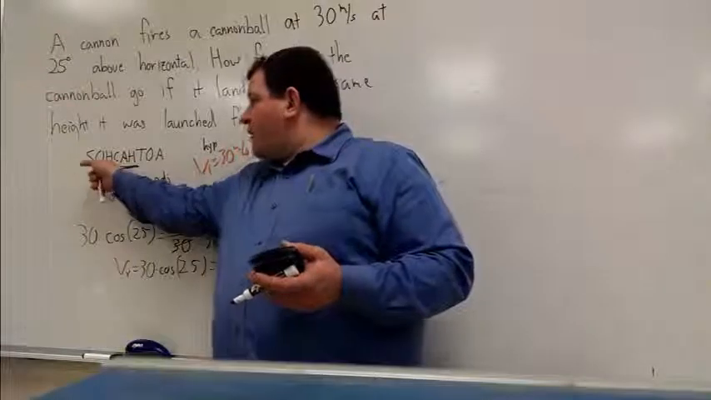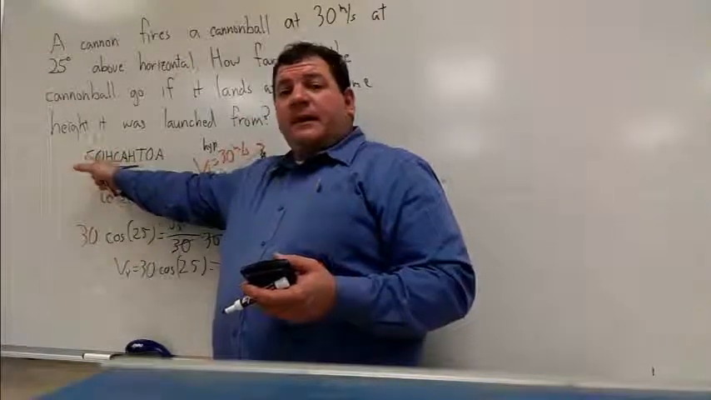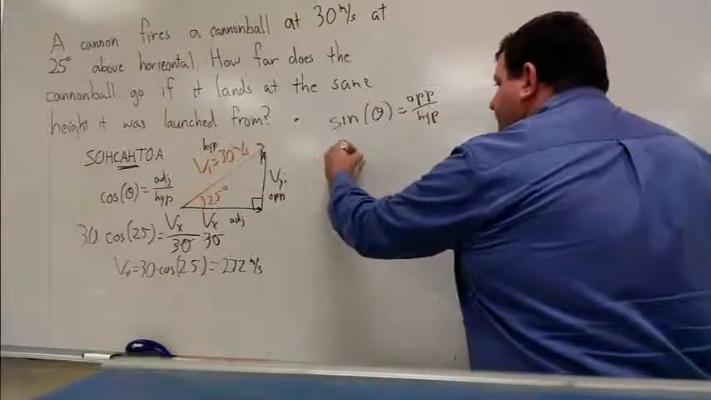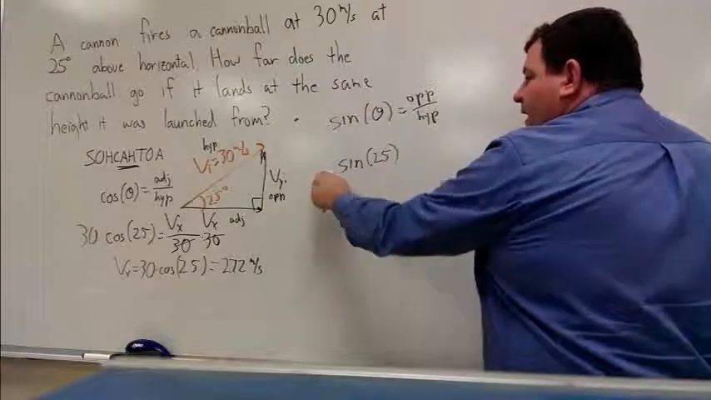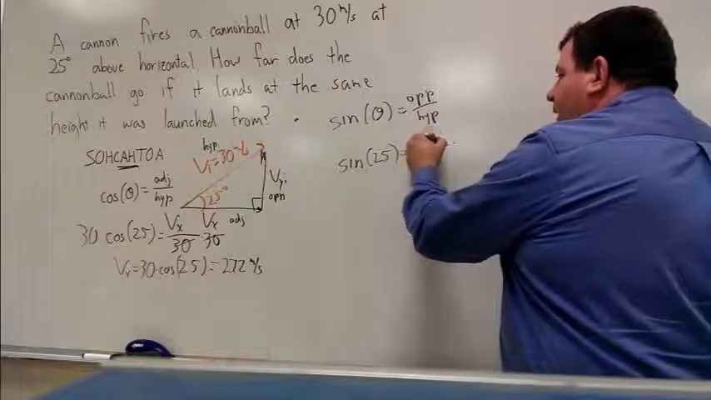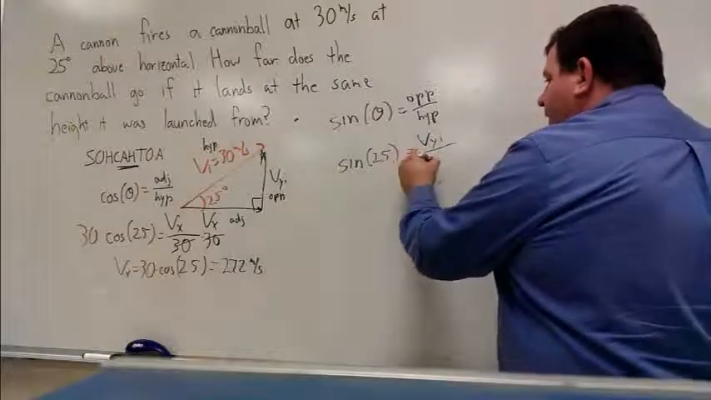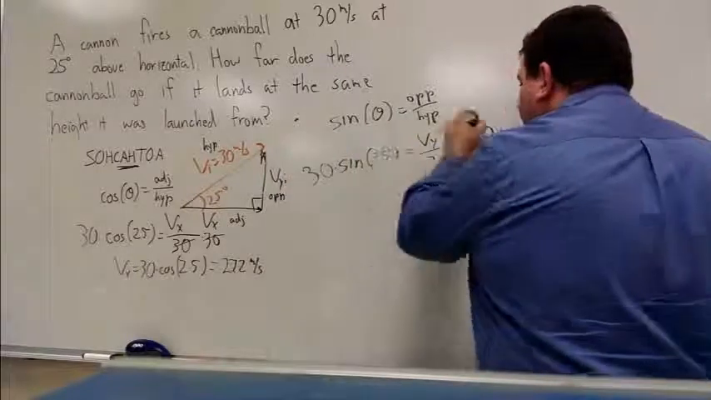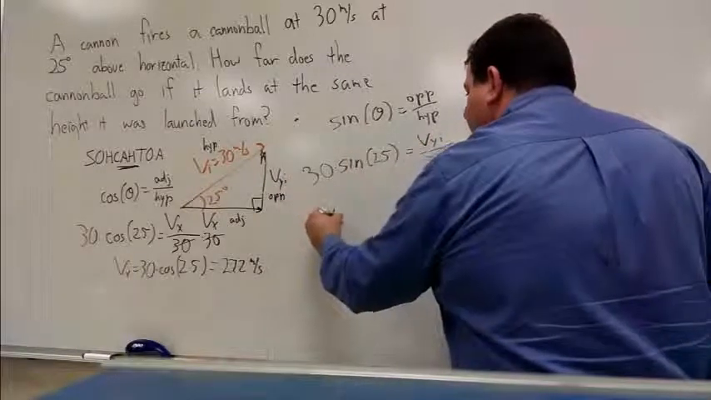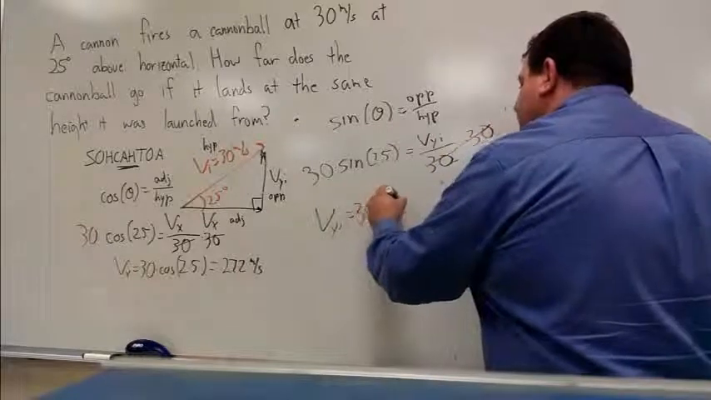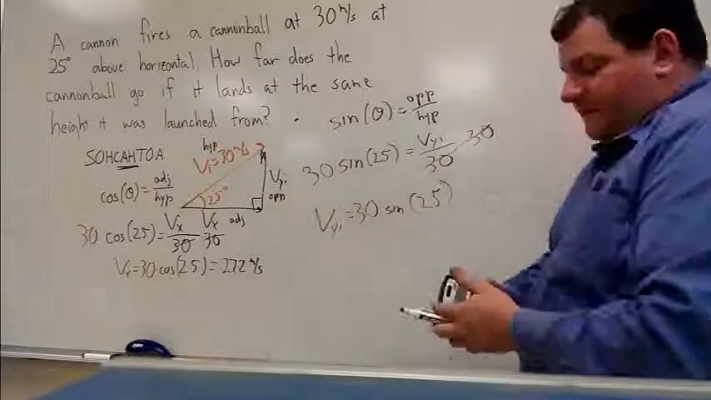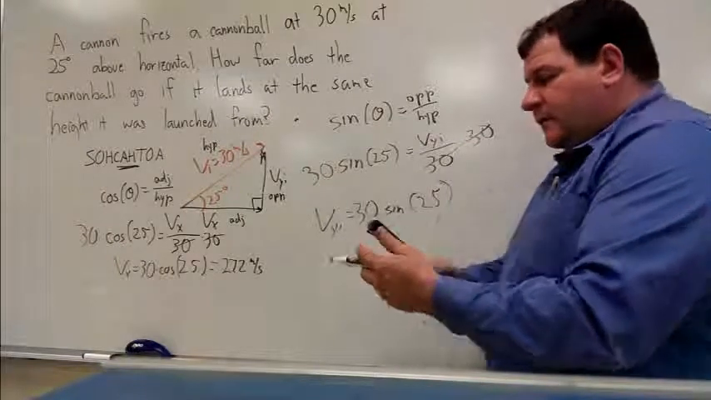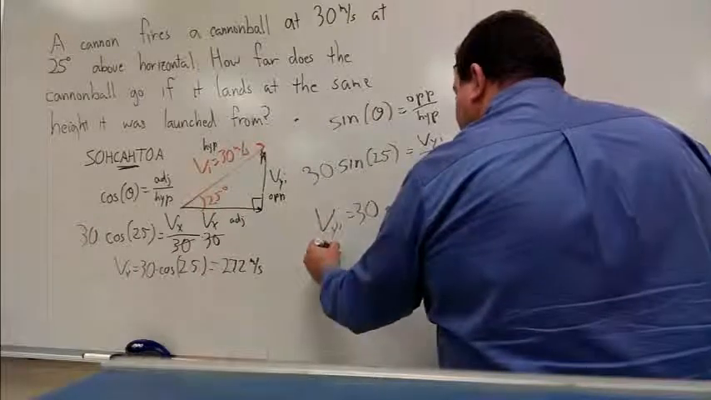I can find Vyi the same way, except because this is my opposite side, I need to use the SO part. So sine equals opposite over hypotenuse. So for this triangle, sine of 25 equals my opposite side, Vyi, over the hypotenuse, Vi, 30. Again, multiply both sides by 30, and you get Vyi equals 30 times the sine of 25, 12.7 meters per second.